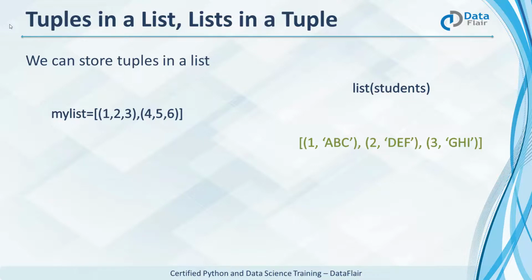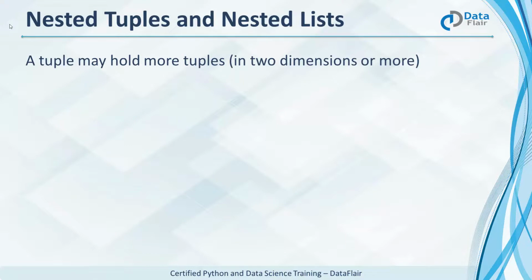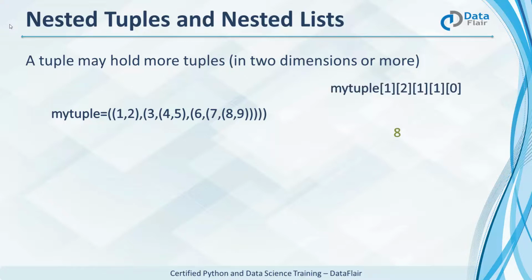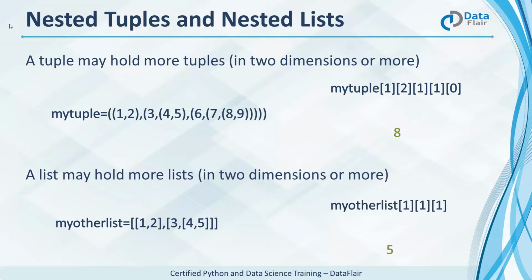Tuples can also belong to a list, and lists can belong to a tuple. You can do anything you want. You can also put tuples in tuples. This one contains tuples which contain more tuples, and so on. To access the value 8, we index it 5 times since it's 5 levels deep. And similarly with lists, this one has lists within a list. The value 5 here is 3 levels deep.